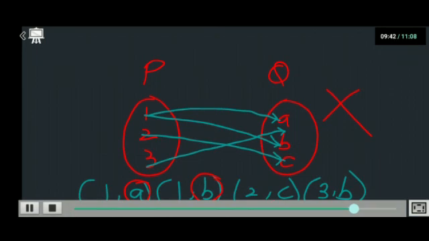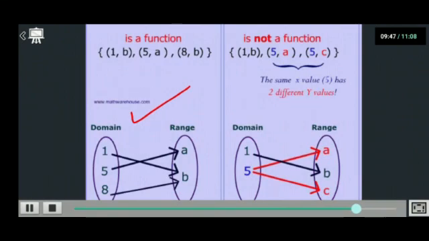Now the thing is that in the first case, 1 is having image B, 5 as A and 8 as B. So in this case, this will be a function, right? Now if I see here, 1 is having image B, whereas 5 is having 2 images, that is A and C. So again here 5 is not having a unique image. So this is not a function, whereas the previous one is a function. So you understood what is the difference between relation and function?